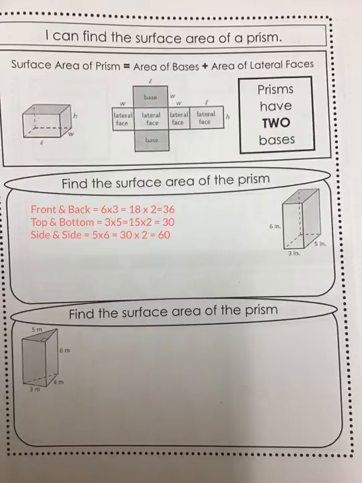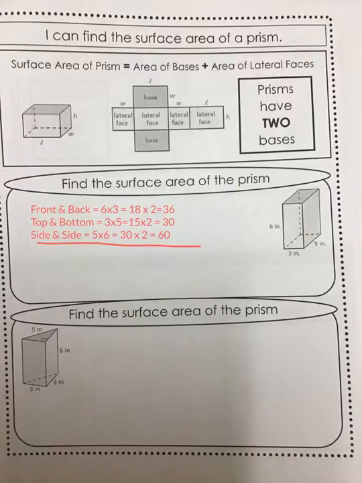Today we are going to find the surface area of rectangular and triangular prisms. To find the surface area of a prism, we first find the area of the front, the back, the top, the bottom, and the two sides. And then we add them together.